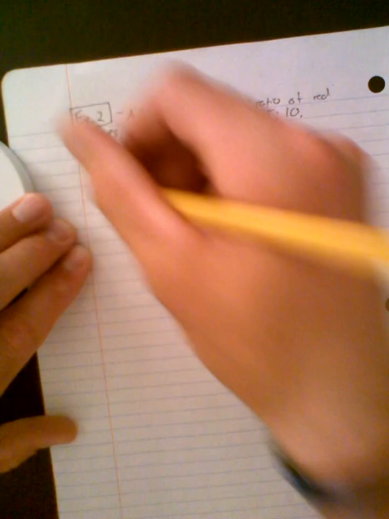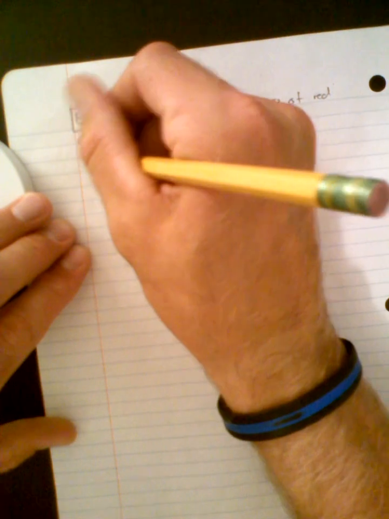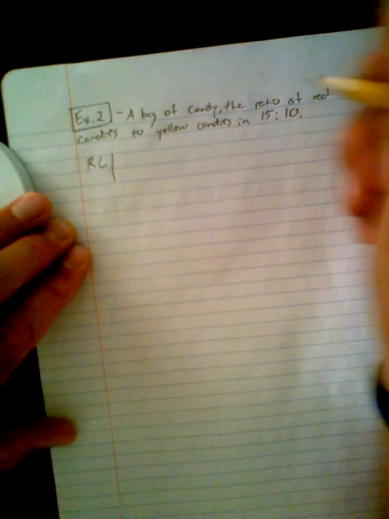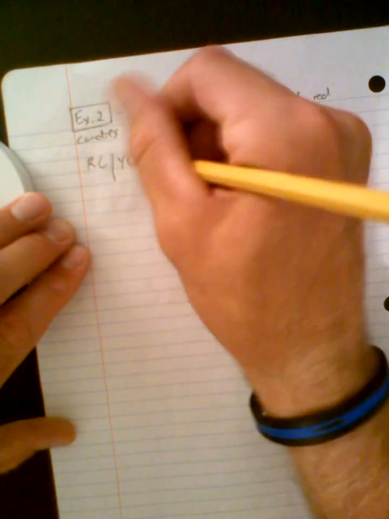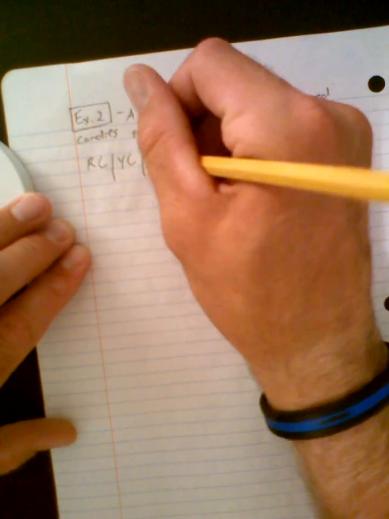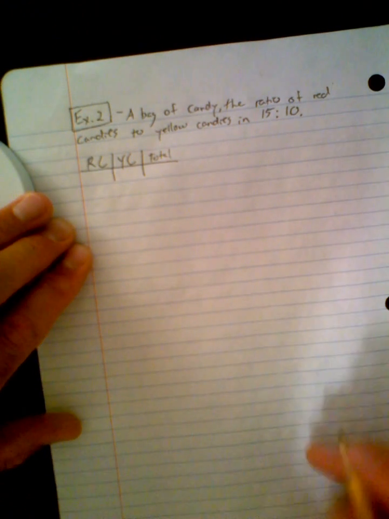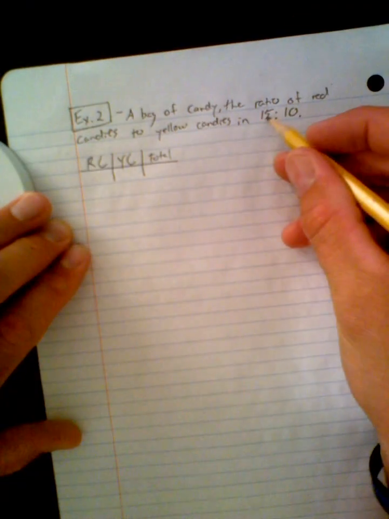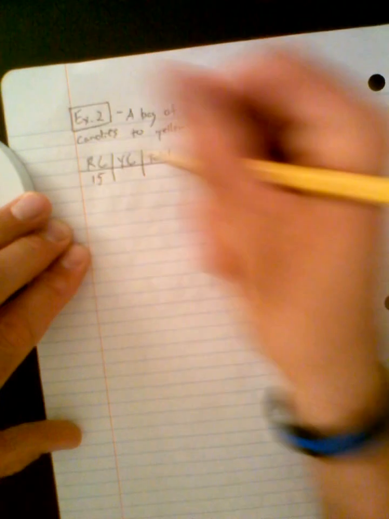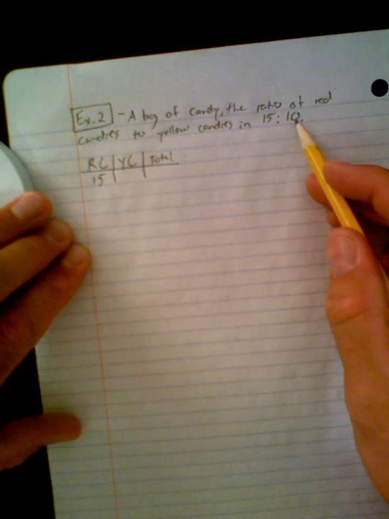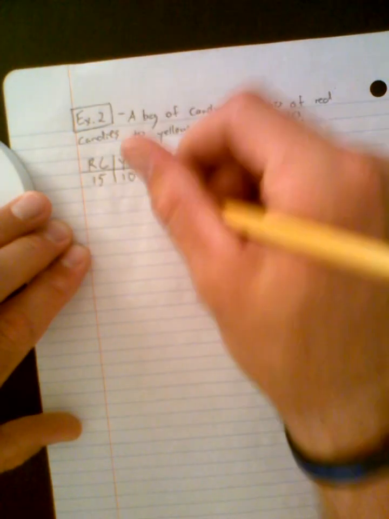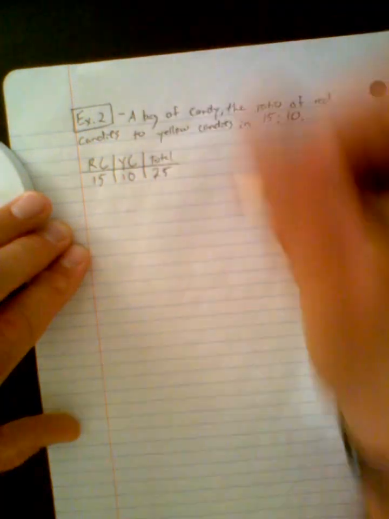Step 2 says make our table. So go ahead and write RC for red candies, YC for yellow candies, and total. Go ahead and put an underline right there. All right. So red candies we know is 15 because that comes first in order. Yellow candies is 10, and total is 25.